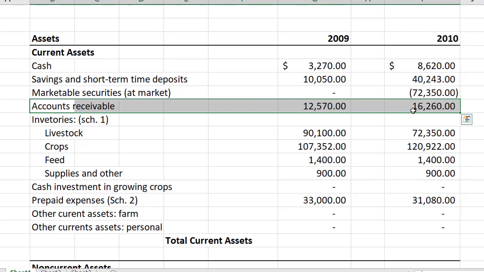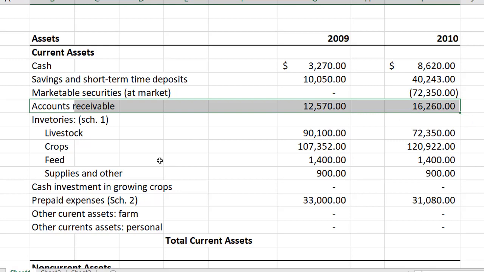And because the farmer intends to get paid during this accounting cycle, we list it as a current asset. This is a common thing in agriculture. It's not unusual for a farmer to sell a crop or some portion of the crop and then not get paid the day they sell the crop.